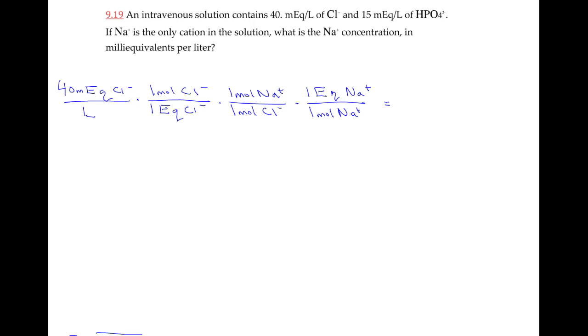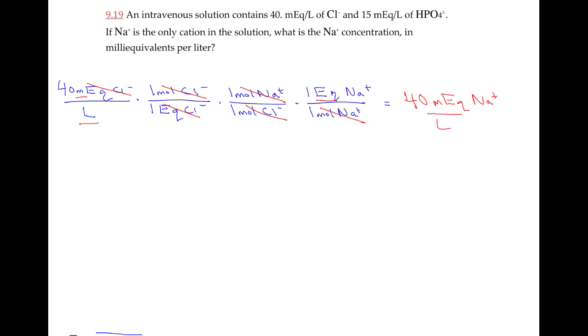So if I look at what cancels out, I can see that equivalents of chloride will cancel out, moles of chloride will cancel out, moles of sodium will cancel out, and I'm left with milliequivalents of sodium per liter. So in this case, I'd end up with 40 milliequivalents of sodium plus per liter, like that.